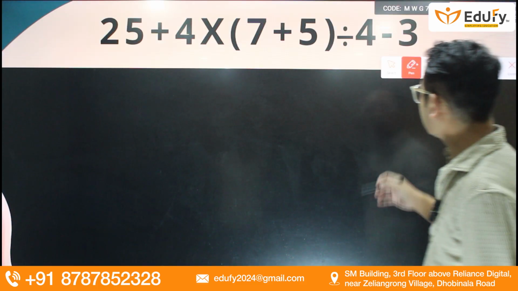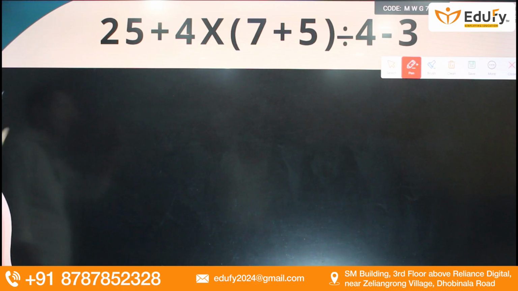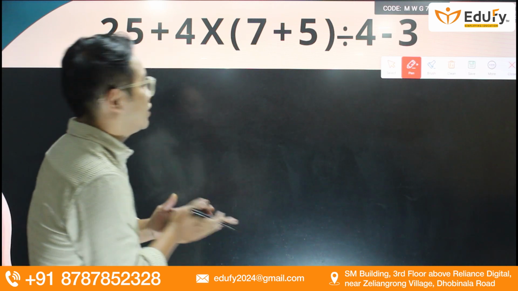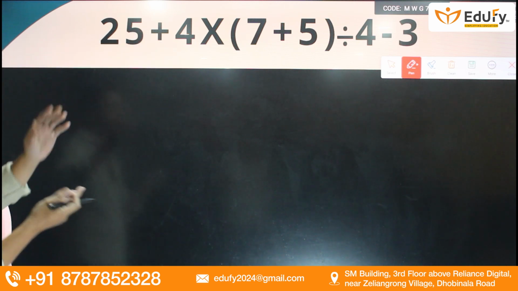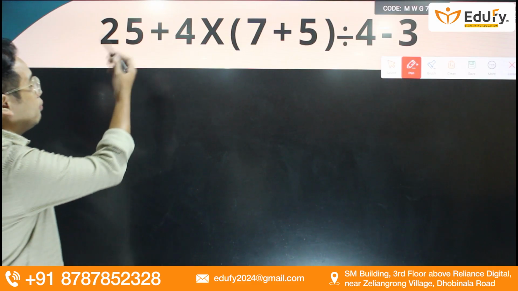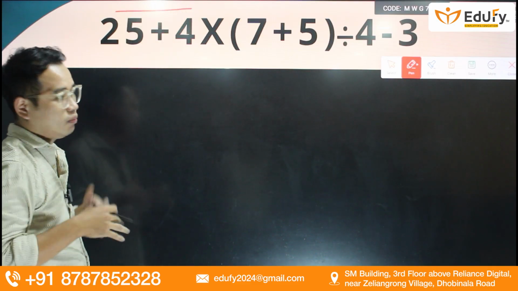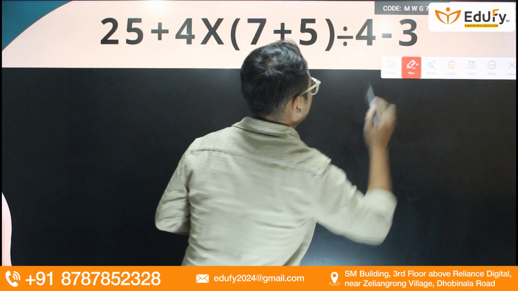Let's try to solve this first question: 25 plus 4 multiplied by bracket 7 plus 5 divided by 4 minus 3. Like we learned in the BODMAS rule, the first is V, which is vinculum or the bar. We don't have any bar or vinculum here. If it's a bar, it should be something like this, but we don't have a bar here, so we won't do that.